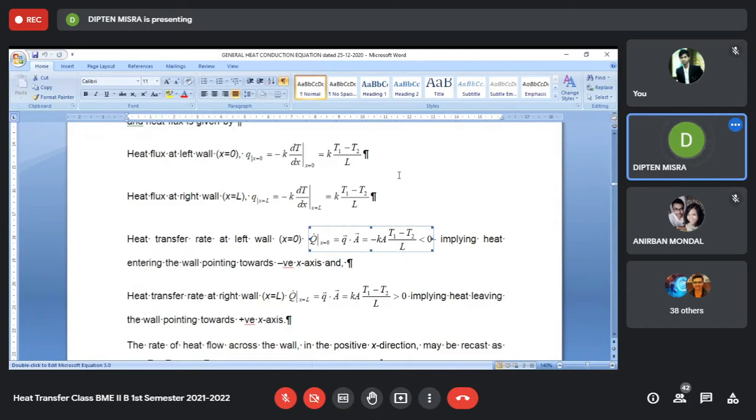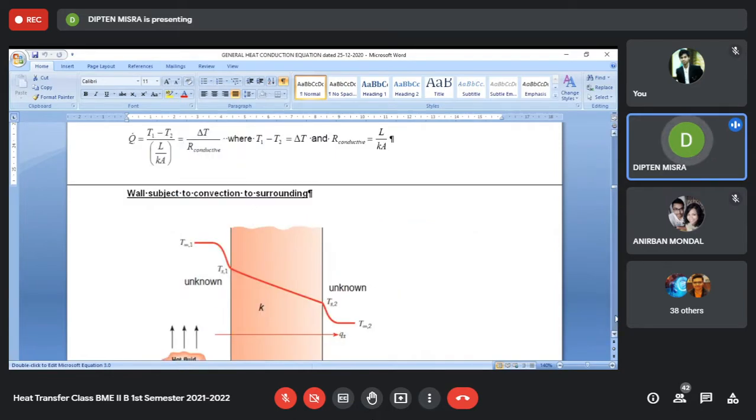So sometimes, if we cannot measure T1 and T2, or do not know their values, then we can measure the free stream temperature of the fluid on either side of the wall. Now we'll take a case where we have a wall, and we measure the free stream temperature of the fluid on the left hand side of the wall, and there is another fluid on the right hand side of this wall, and we measure its free stream temperature.